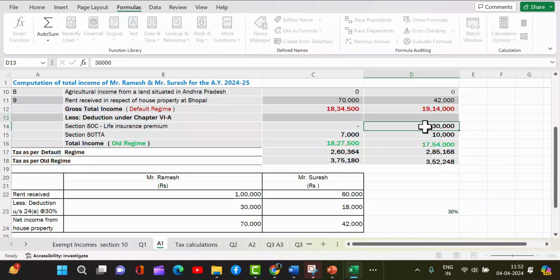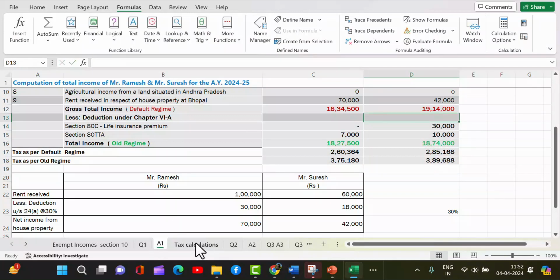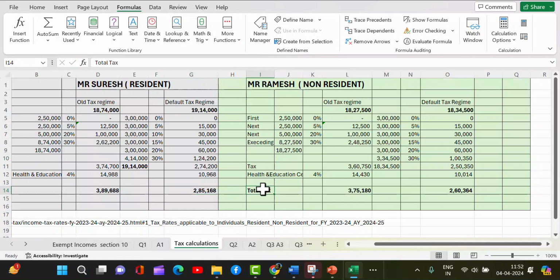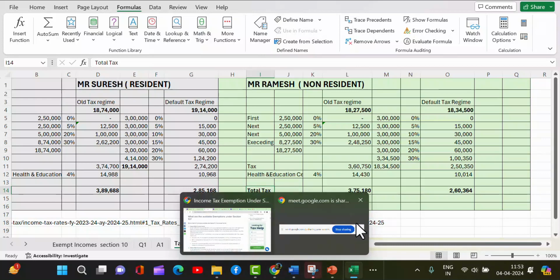Now let's go back to the same thing. So here we find that the default regime is better. Have you understood, everybody? Yes. Anybody who has not understood, I can explain again. Let's go back to the screen now.